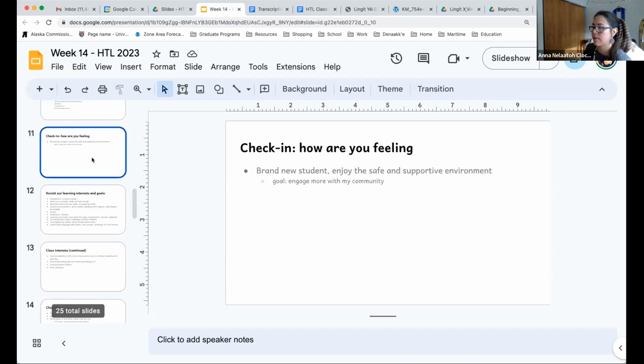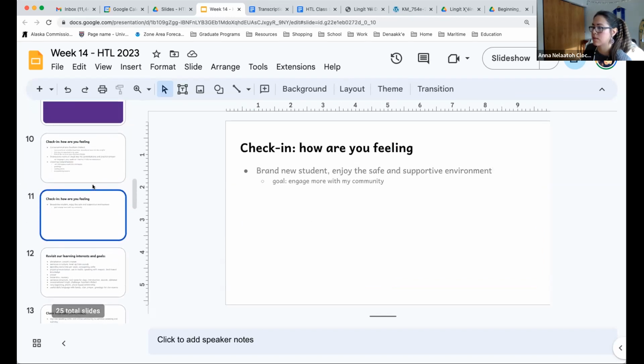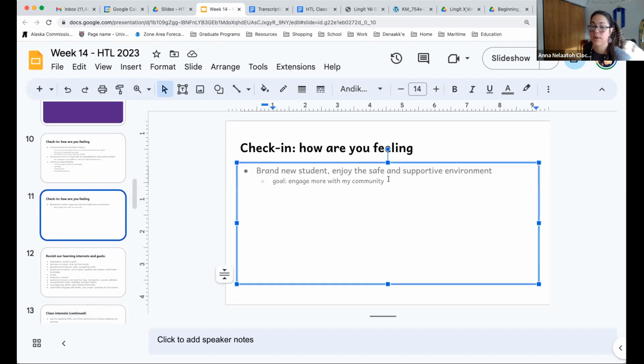And so after revisiting those, does anyone else want to add any more check-in, just comments about whether you're meeting your goals or how we can help you moving forward?